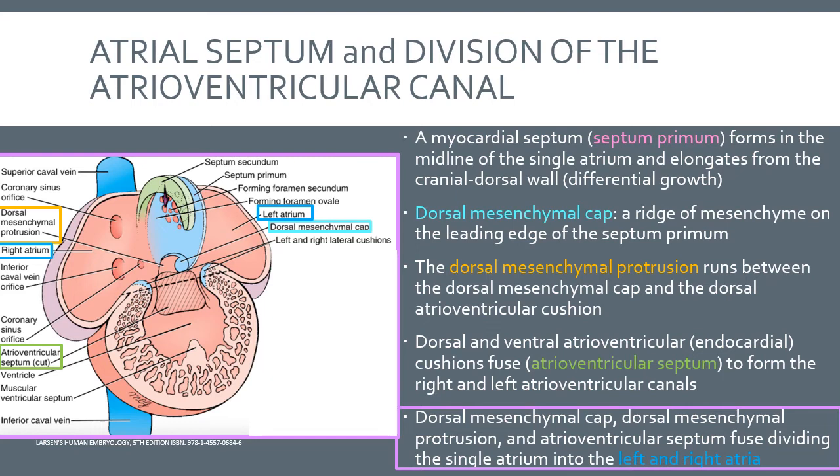heart, okay? You can see in this picture the small ventricular septum that's starting to grow. We're going to cover that later, but initially you have 2 atria and a ventricle.